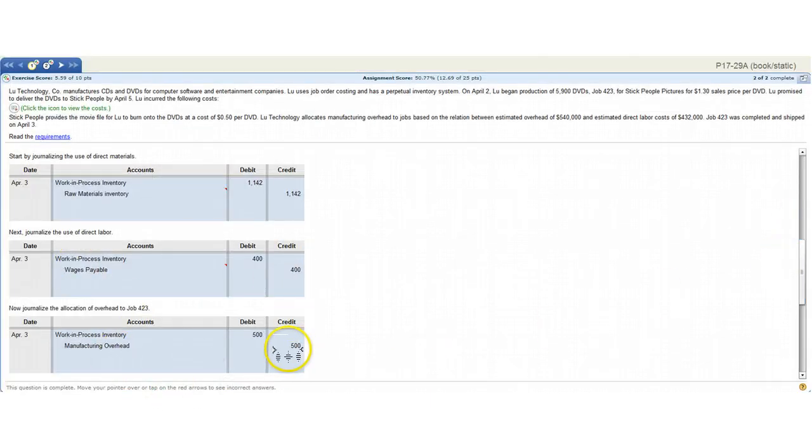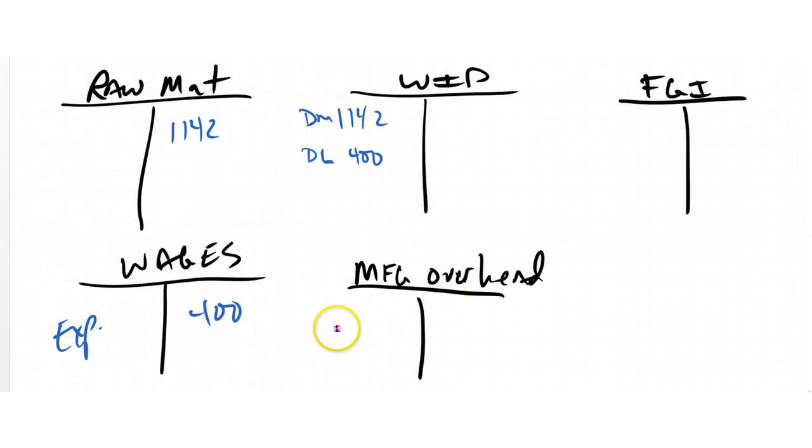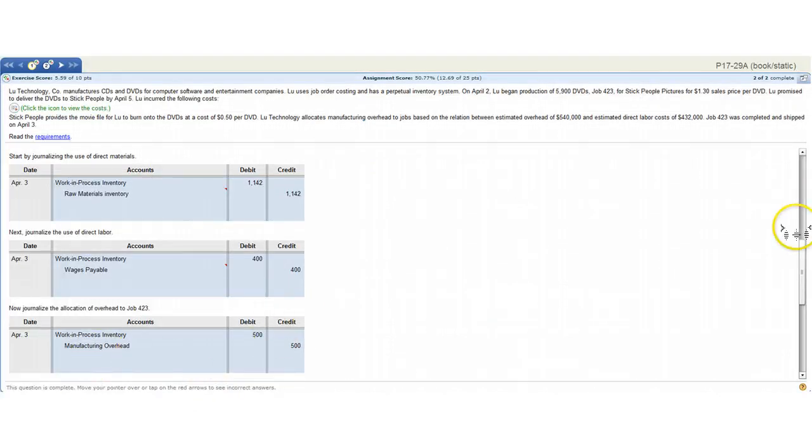Finally, our $500 of overhead. Again, our actual overhead is on the debit side, but what we allocate is on the credit side. So we credit here and debit here. And that's what we've done there.